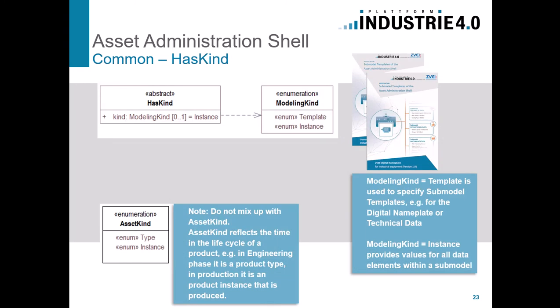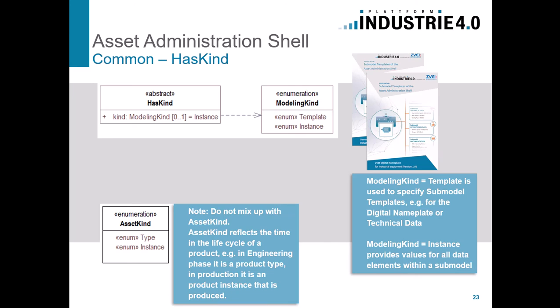Another abstract class is the class HasKind. I put it together with the asset kind because that's often mixed up. The asset kind has the 2 values asset type. We speak about asset types and asset instances. In a way, that's about the life cycle. So a type is typically an asset during the engineering phase, and then you produce the corresponding product, and then you get product instances, and then we are speaking about asset instances.